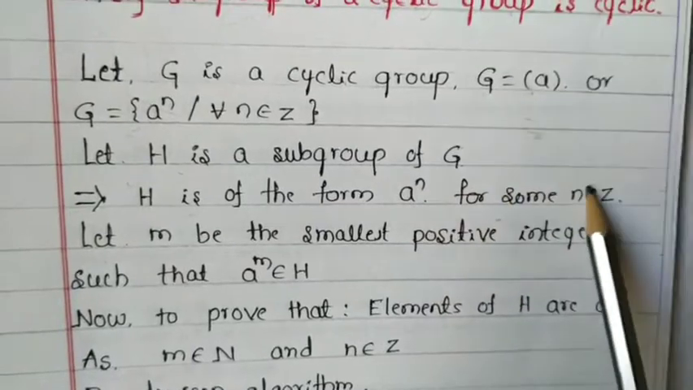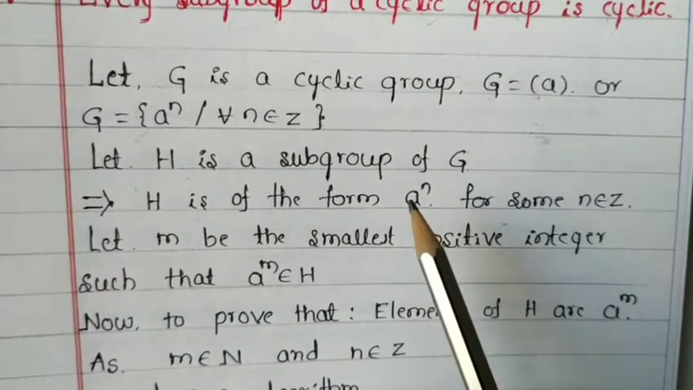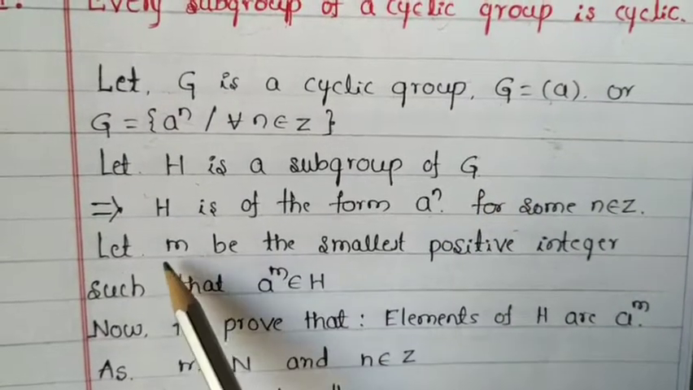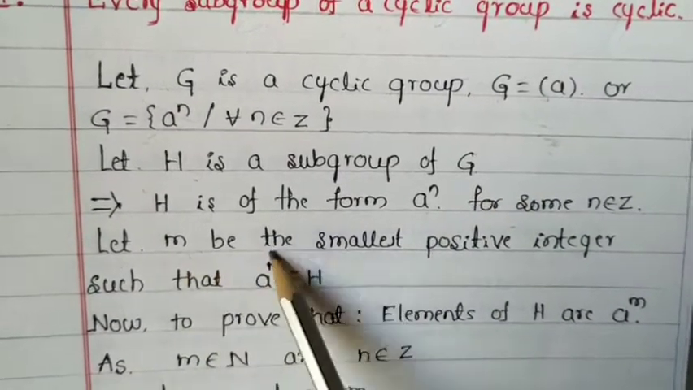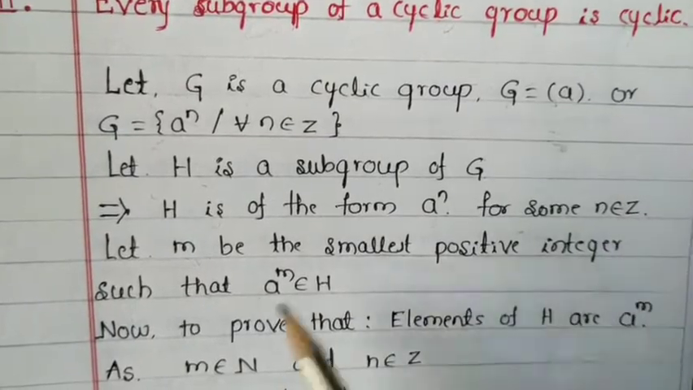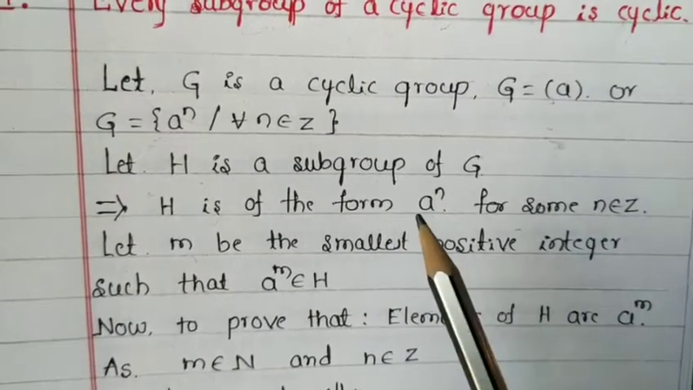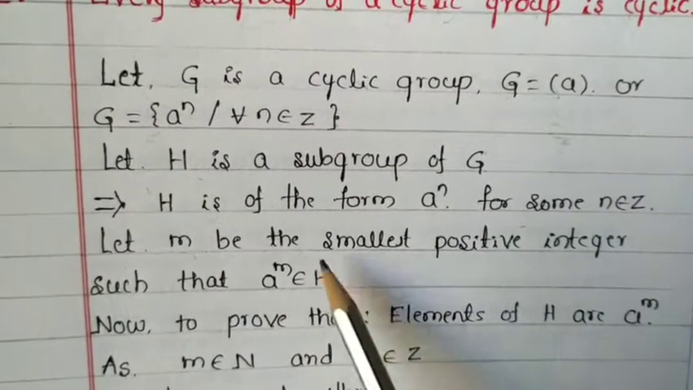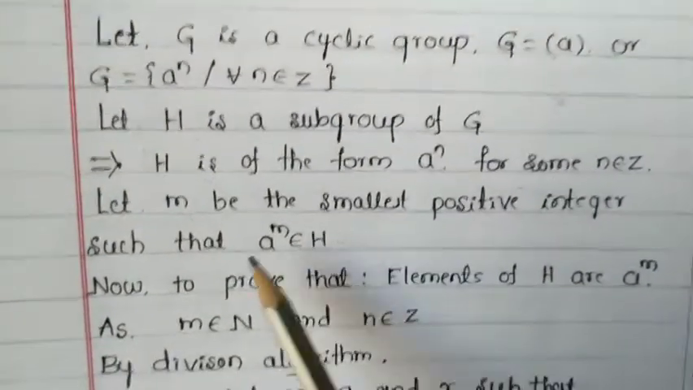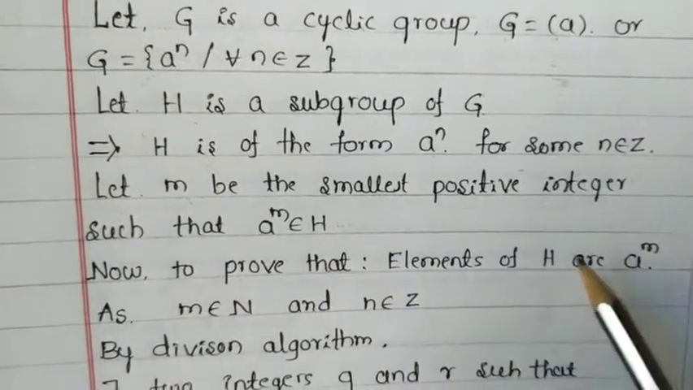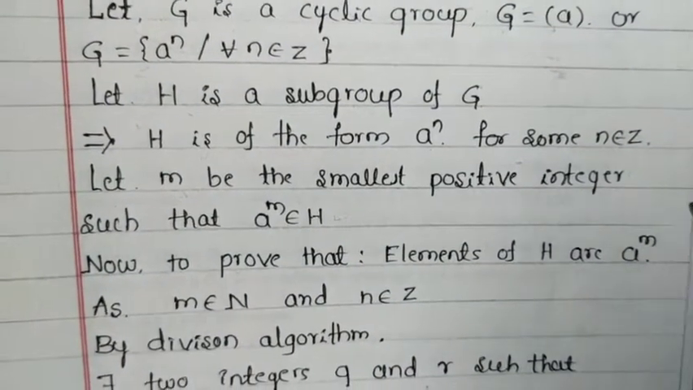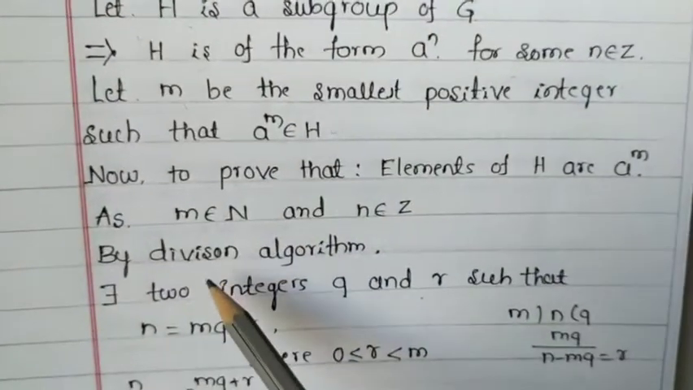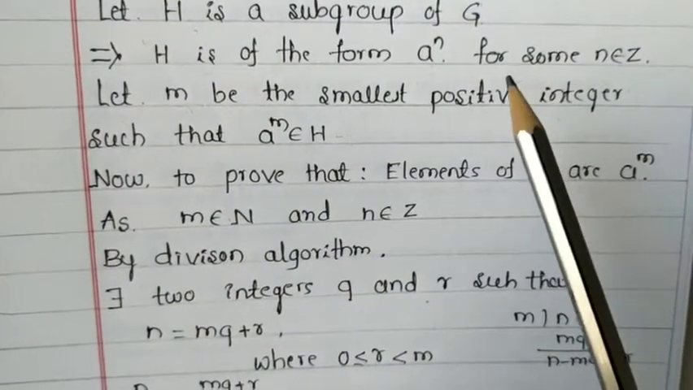Where n is an integer. There are so many integers, among which we can take another number m. Let m be the smallest positive integer such that a raised to m belongs to H, I will think. Now to prove that elements of H are in the form a raised to n, n belongs to Z. Okay, by the division algorithm, m and n are the two numbers.